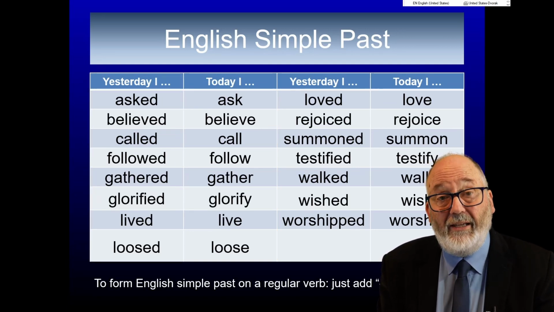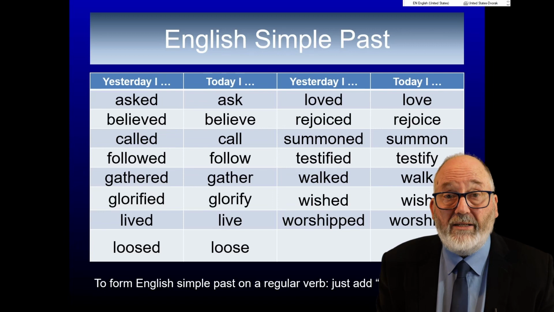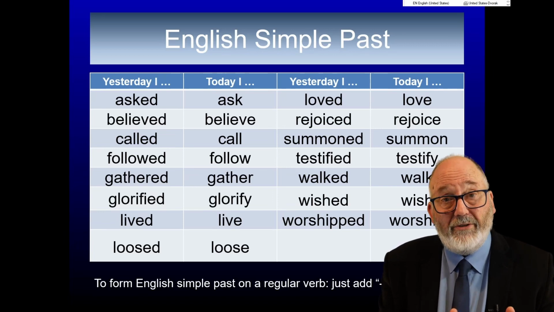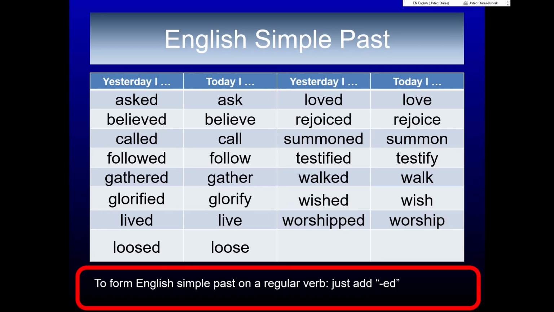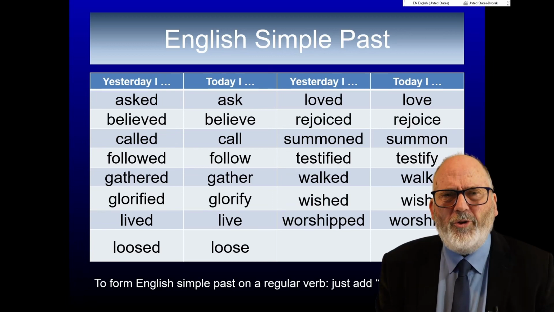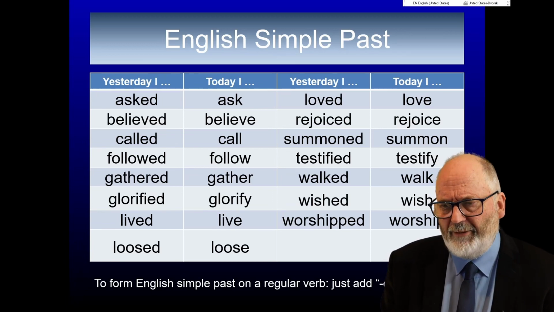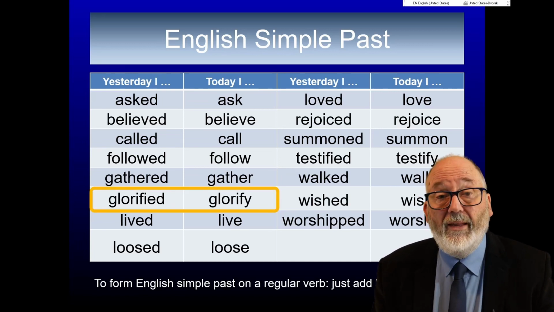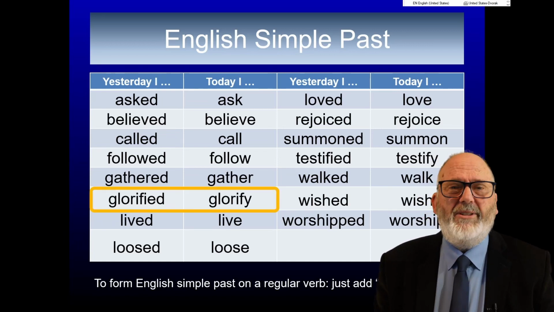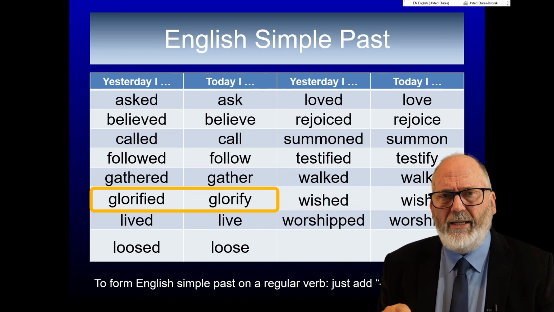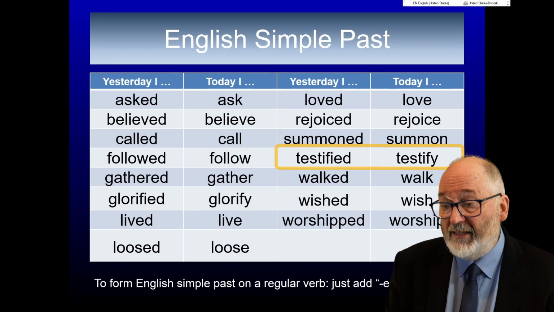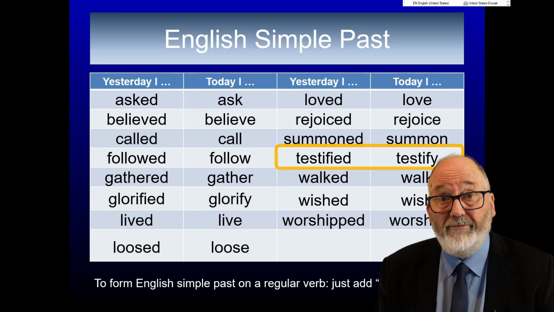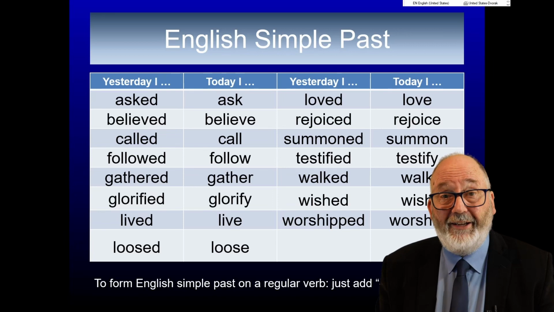And as you can see, forming a simple past on a regular verb is reasonably straightforward. What you do is you add -ed to it. There's a couple of almost exceptions, but I don't think they are. Let's take glorify. The past is glorified. Now it's spelt I-E-D rather than Y-E-D, but the sound is there, isn't it? And the other one like that is testify and testified. But those are the English simple past of those verbs, and they're formed regularly.